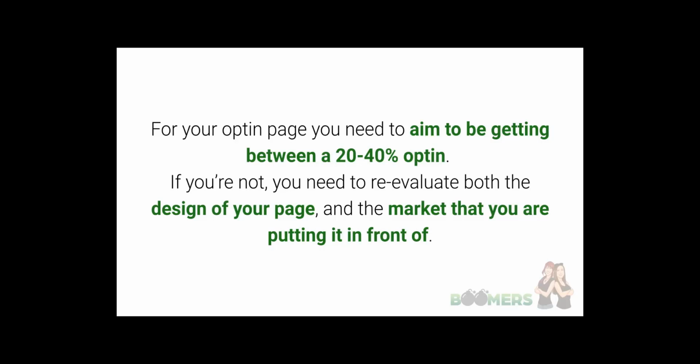So for your opt-in page, you should aim to get between 20 to 40% of the people who come to that page actually opting in and giving you their email. You can check this within your funnel, like ClickFunnels. You can go into the stats and look at the percentage of people opting in. But you can also do it through tracking codes.